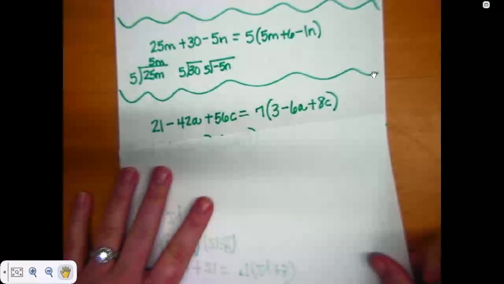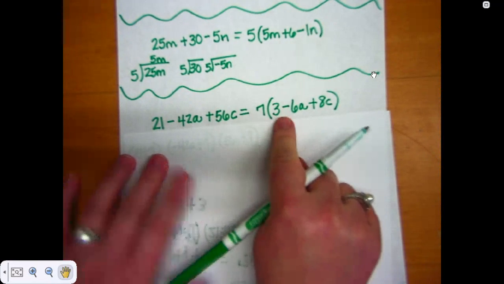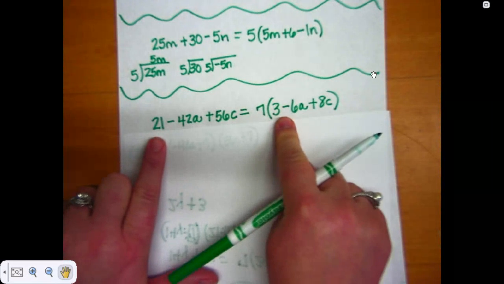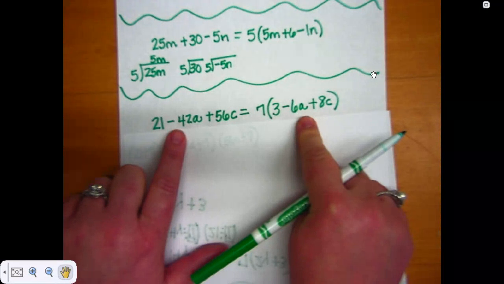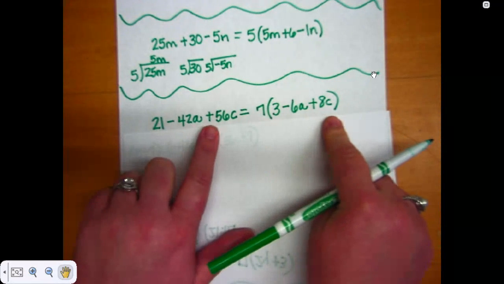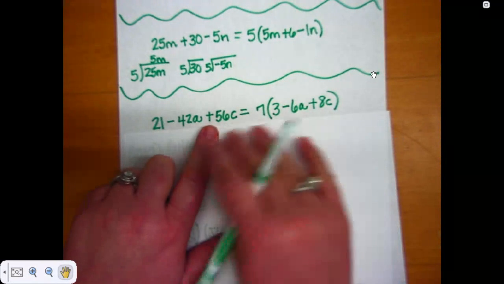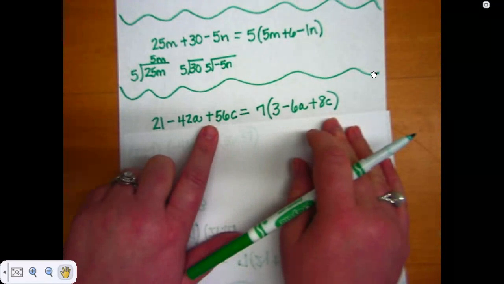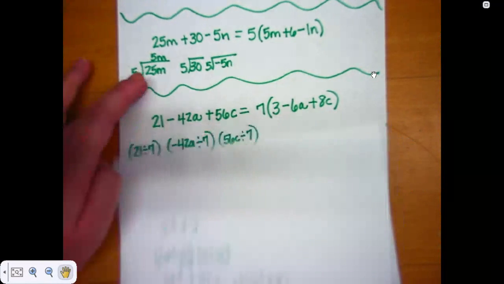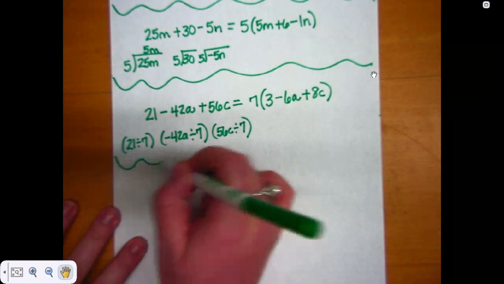So this tells me that these two expressions are equivalent, and I can check them. Is 7 times 3 21? Yes. Is 7 times negative 6a negative 42a? Yes. And is 7 times 8c positive 56c? Yes. So I know my expressions are equivalent. They're equal to each other. They mean the same thing. Let's do one more, and then I will let you try on your own.